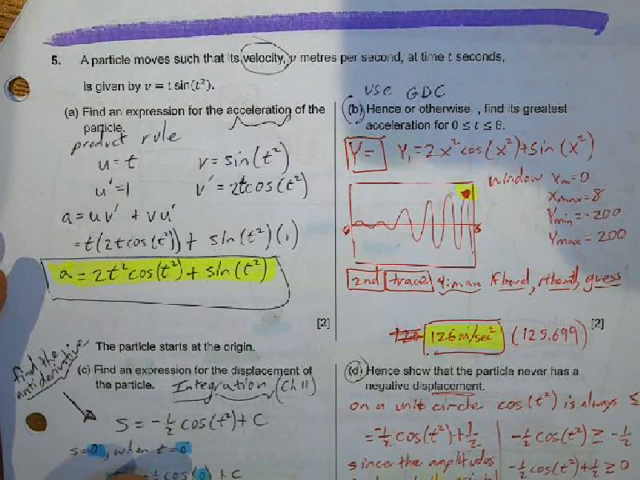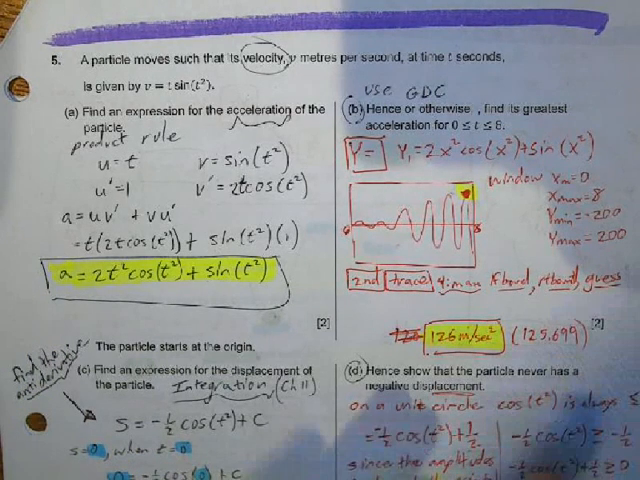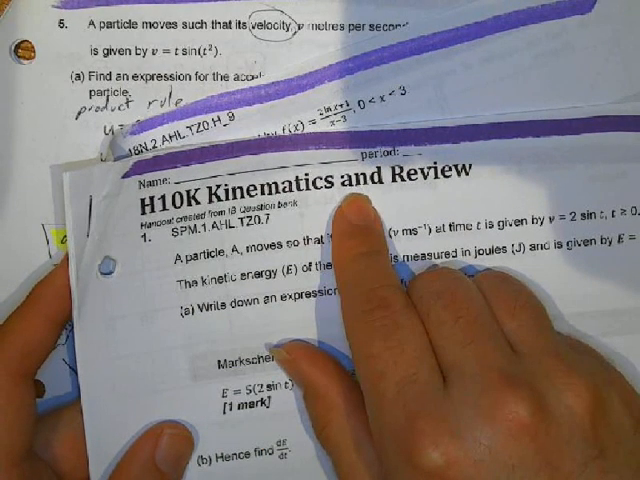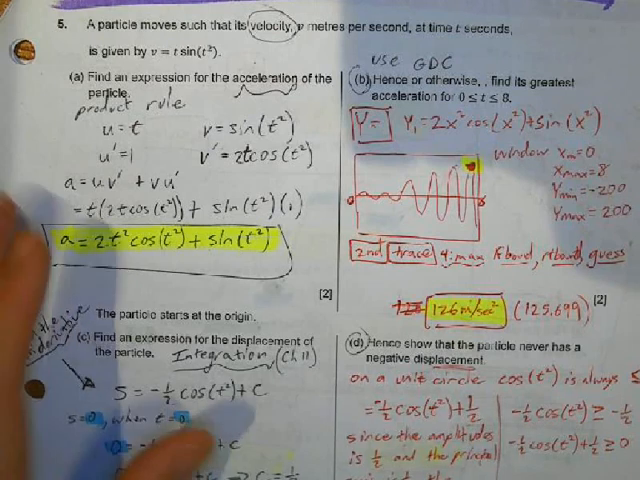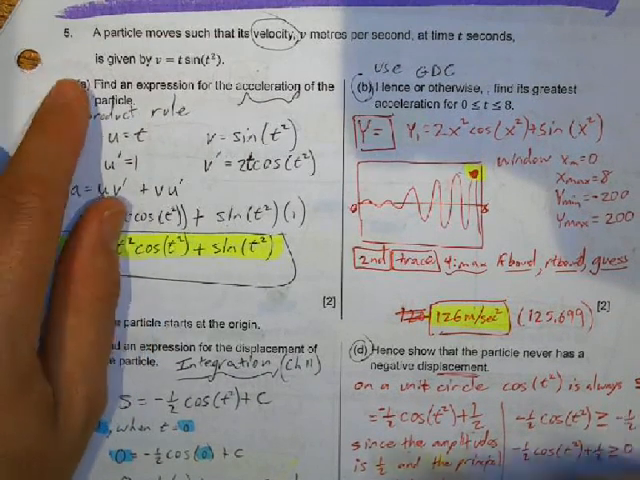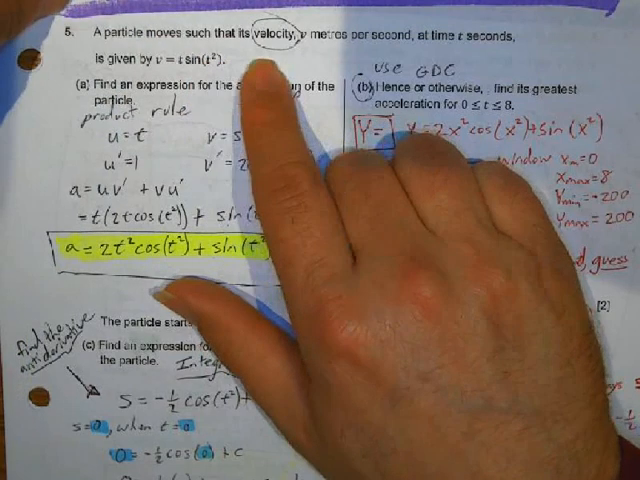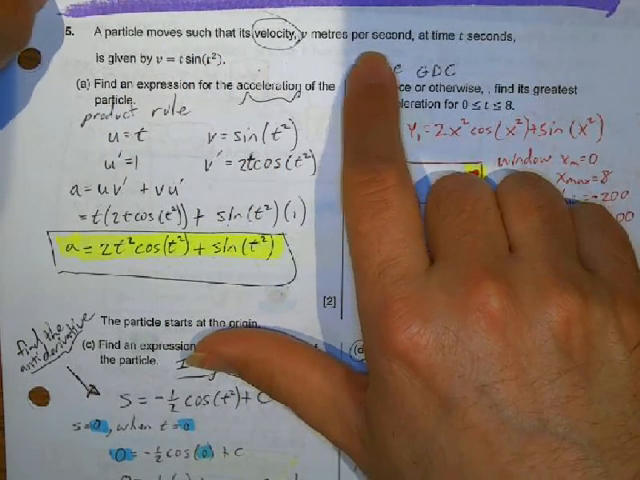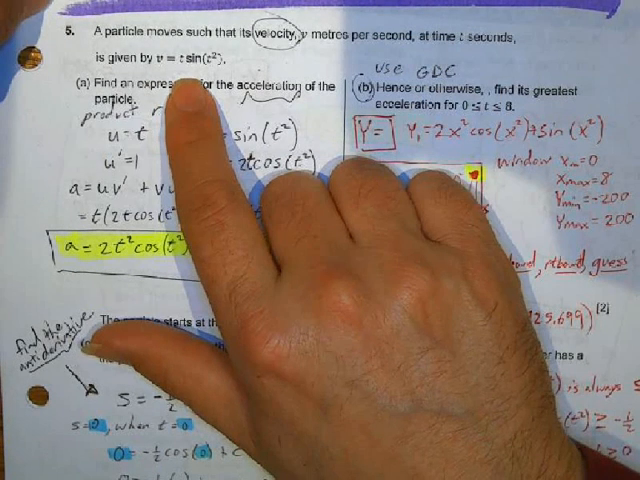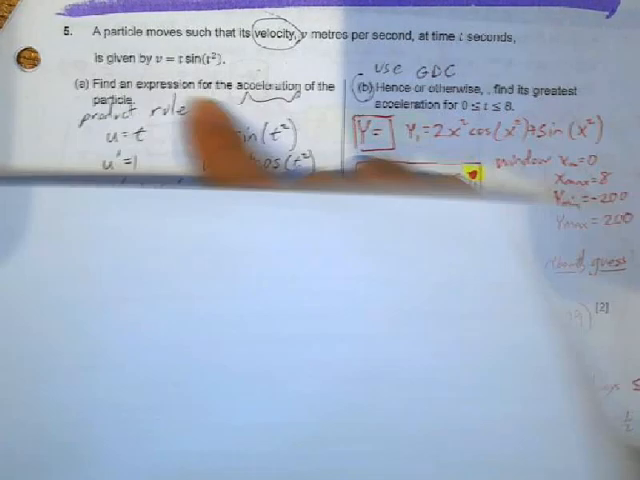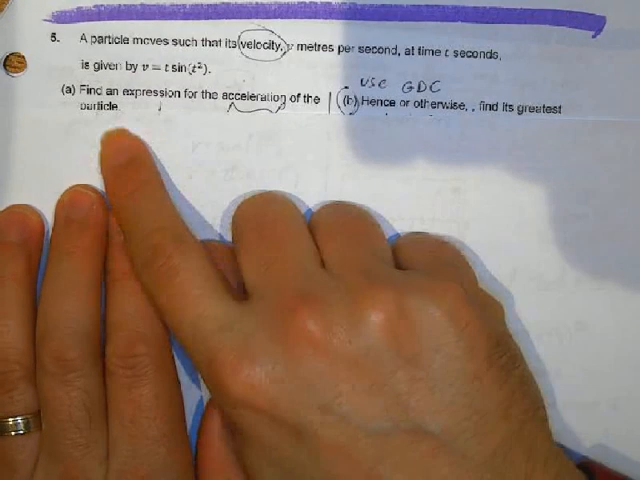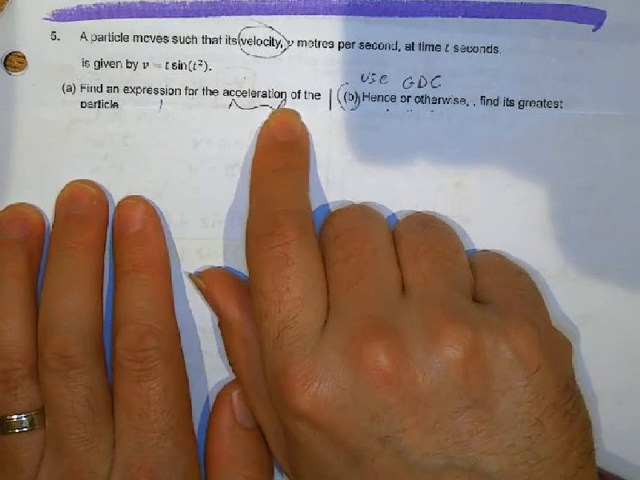Okay, so now we're going to continue our H10K kinematics review on the next page, starting with question number 5. A particle moves with a velocity in meters per second at time t seconds, and it's given in this function. Find the expression for the acceleration of the particle.